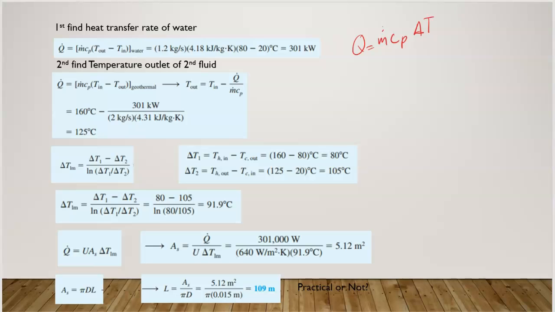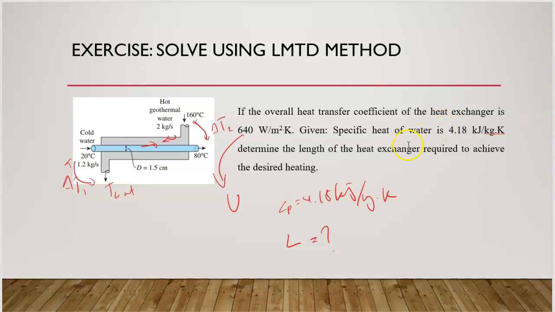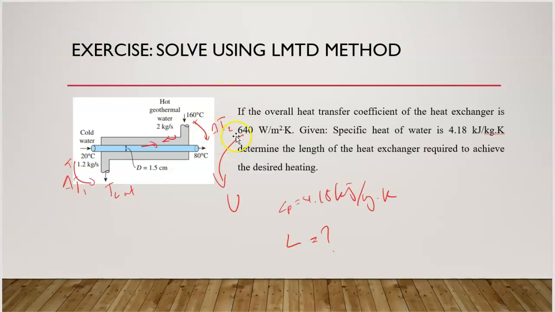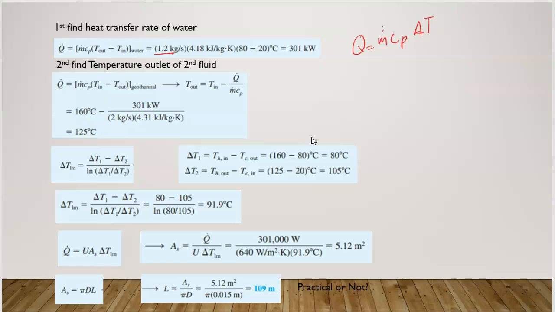So here we have the mass flow rate, 1.2 kilogram per second, and then we have Cp, which is 4.18 kilojoule per kilogram Kelvin, and we have T out minus T in for the cold water. So this is equal to 301 kilowatts.